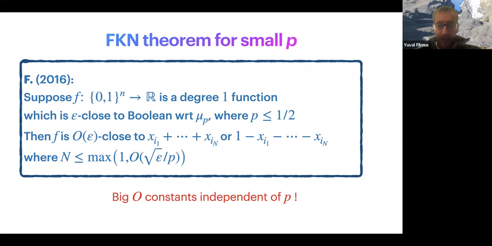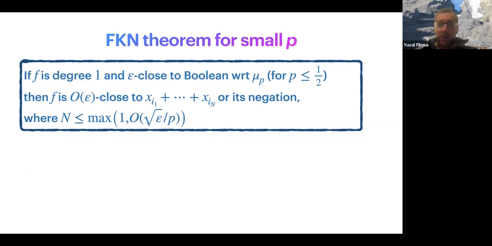Let me stress here that the big O constants that you see on the slide are independent of p. Otherwise, it would be pointless because we already know that this result holds for constant p. This is not the topic of this talk. The topic of this talk is the degree t case, but we'll start with this baby case. Here is the theorem in a more succinct way, and now let me explain where this strange bound square root epsilon over p comes from.